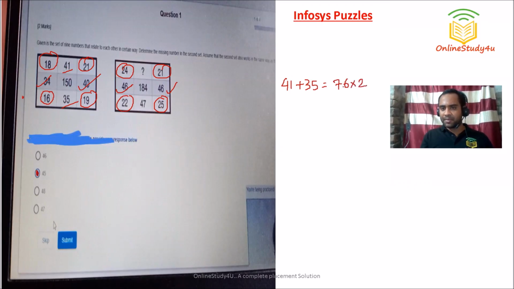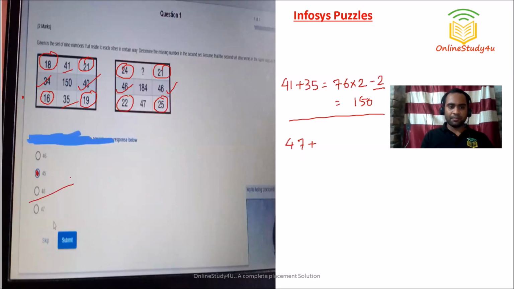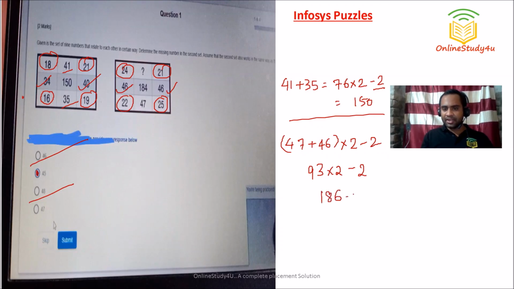So they have multiplied by 2. It is nothing but 152. And if you subtract 2, you will be getting 150. Here also 47 plus, definitely one number we need to add. 46, right? So we will add it and then multiply by 2 and minus 2. So 6, 7, 13, 93 into 2, right? Minus 2. So this will be 2 threes are 6 and 186 minus 2 will be 184.